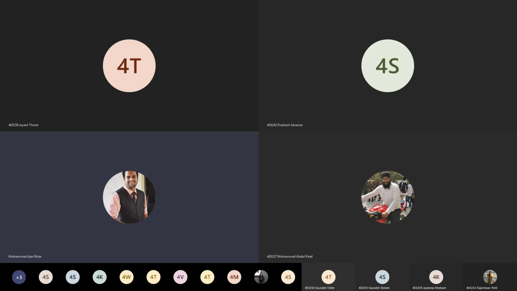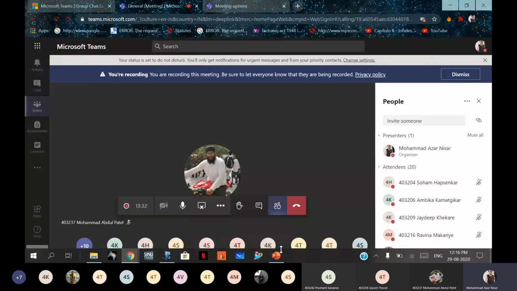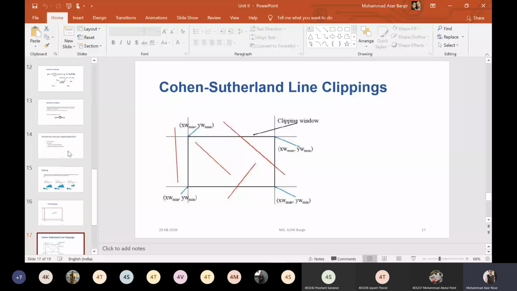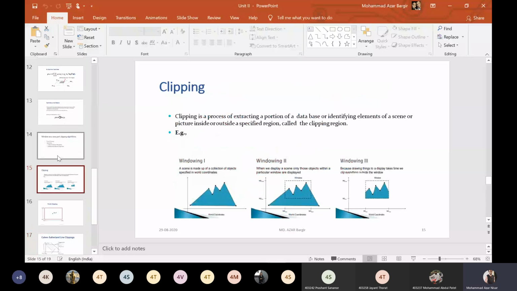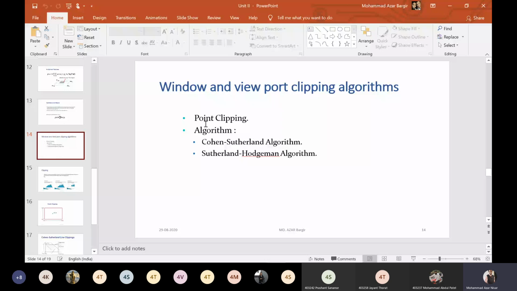Okay, today, last time also I have discussed about the algorithm we are going to see today, that is the window viewport clipping algorithm. In that, we'll see the point clipping. What is the point clipping? Then in line clipping, we will see the Cohen-Sutherland algorithm, and for polygon clipping, we'll see the Sutherland-Hodgman algorithm.